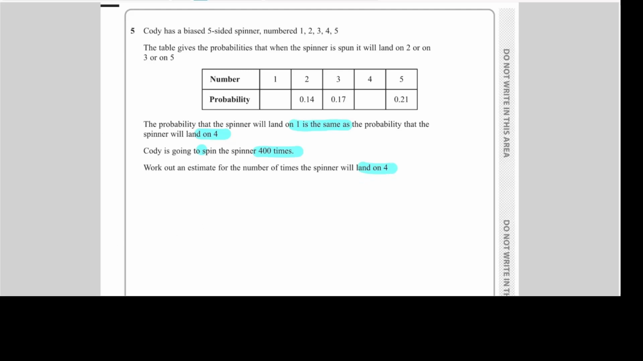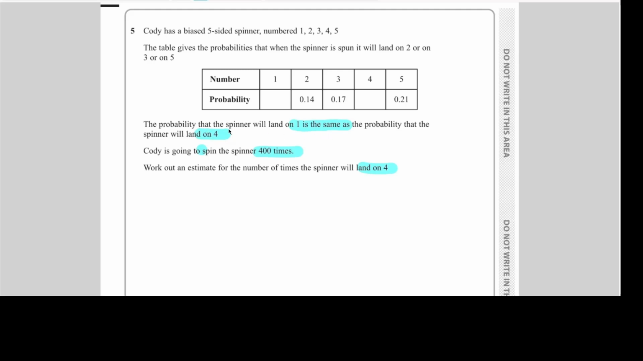So this is common when there is a biased spinner. If it is an unbiased one, the probabilities will be the same. So let's say this is an unbiased one, then getting 1 is 1 over 5, getting 2 is 1 over 5, getting 3 is 1 over 5. Likewise, the probability will be the same. So a biased spinner means it is favoring some events, right?